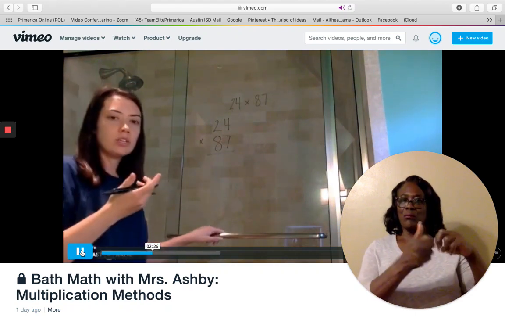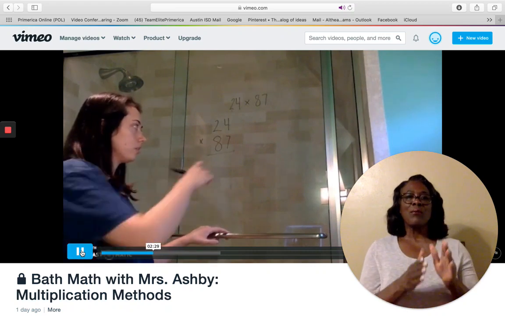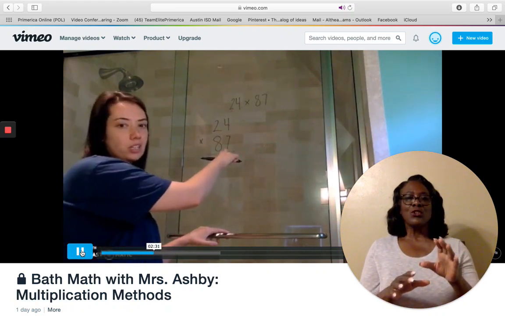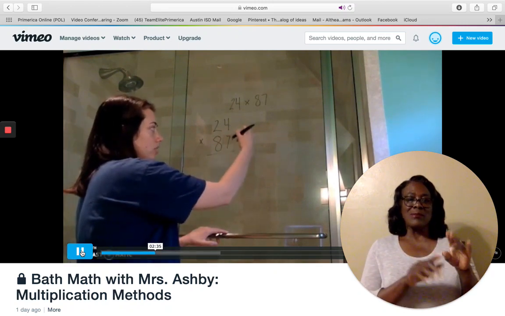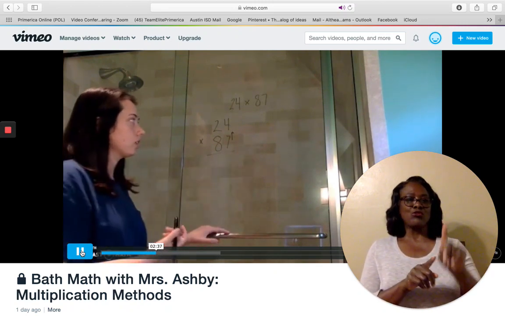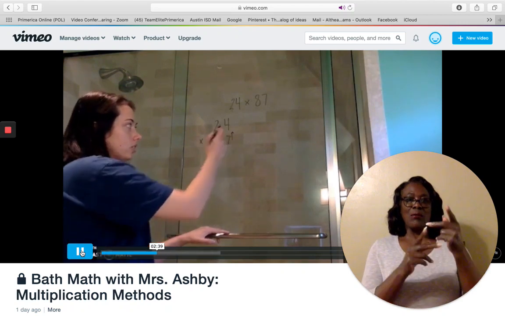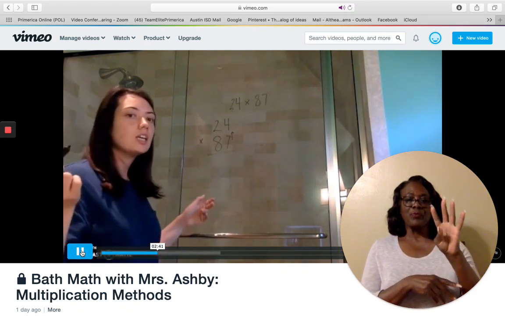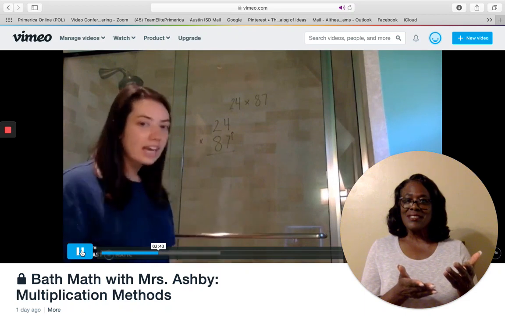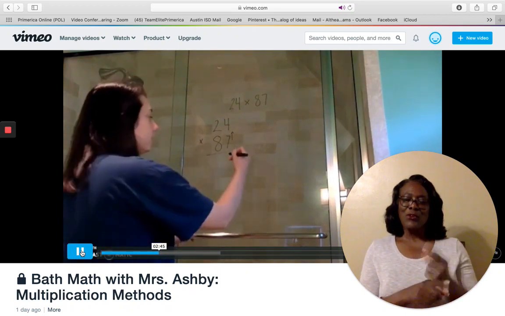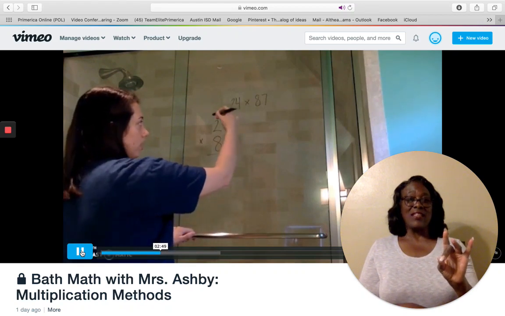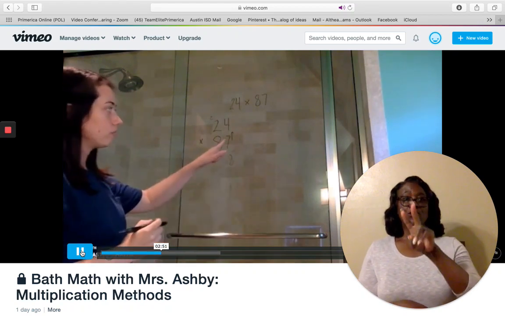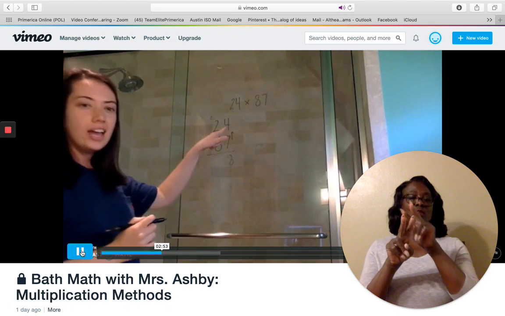When I'm doing my traditional method, the first thing I'm going to do is start off in my ones place, and I'm going to start on the bottom. So I'm going to multiply my 7 times the ones place up here, just going straight up like this. So I'm going to multiply 7 times 4, which is 28. You got it, right? So I'm going to write down my 8 right here, and then I'm going to carry that 2 above my 2 over here, right? So I've multiplied 7 times 4, and now I'm moving over.